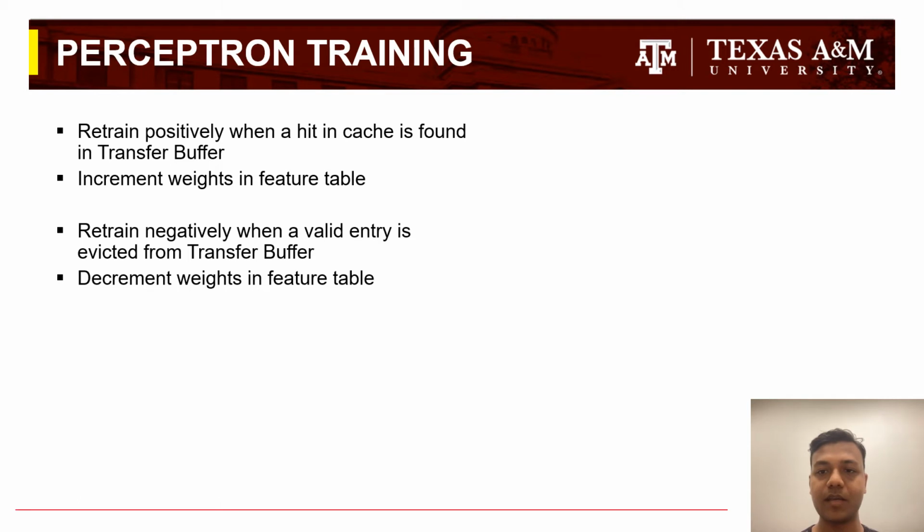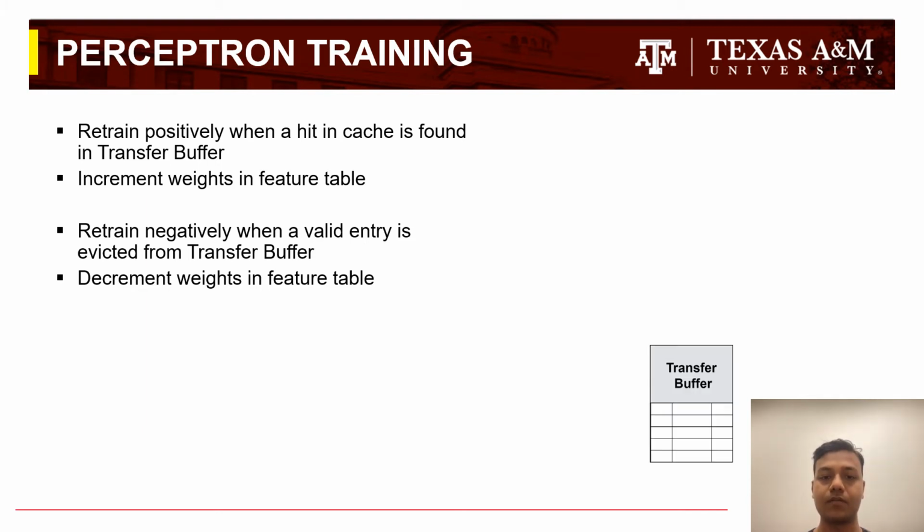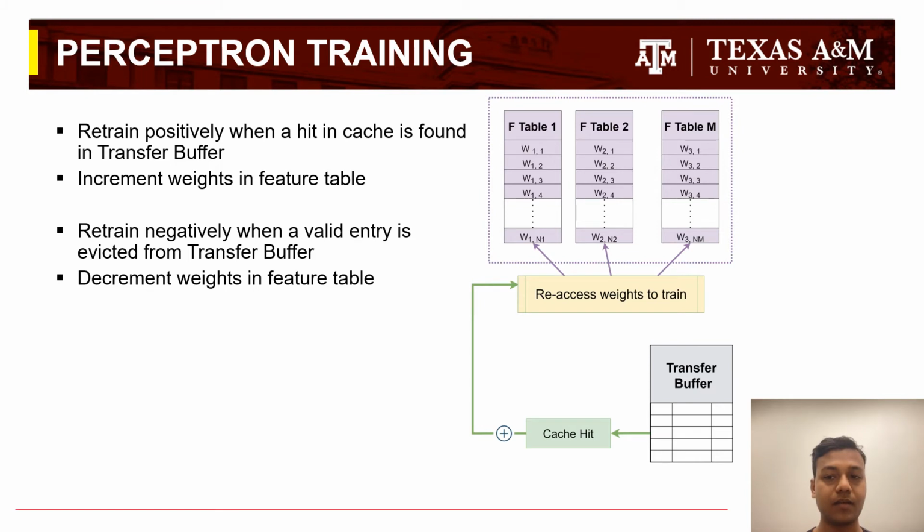Next, let's briefly talk about the training model of our Perceptron. Unlike in branch prediction, the correctness of a prefetch decision cannot be known immediately, and we must wait for a cache hit event to know the prefetch usefulness. Thus, we define two scenarios to decide the training of our Perceptron. We will retrain the weights of our Perceptron positively, that is, increment the corresponding counters, whenever we find a hit in the cache that was initially suggested by our prefetcher. So, we reaccess the transfer buffer metadata for retraining. In the second scenario, we train the Perceptron negatively whenever an older entry in the table is ejected by a newer entry, since it indicates that the entry was probably useless. During these two training scenarios, our neural network becomes capable of distinguishing useful prefetches from the useless ones.